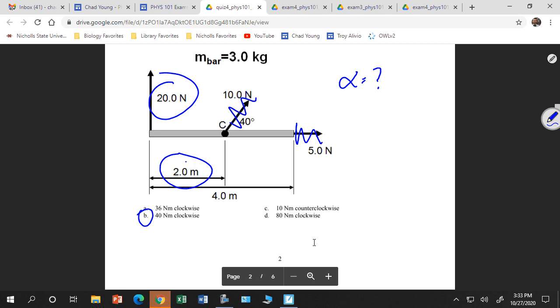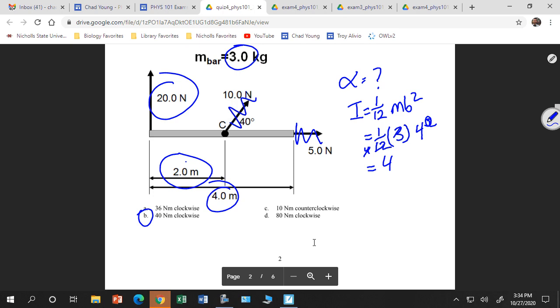In order to do that, you'd have to find first, what is I? For a bar, that's 1/12 m L squared. That's on your equation sheet. So 1/12 of 3 times 4 squared. 3 is the mass, 4 is the length. So that's equal to 4.